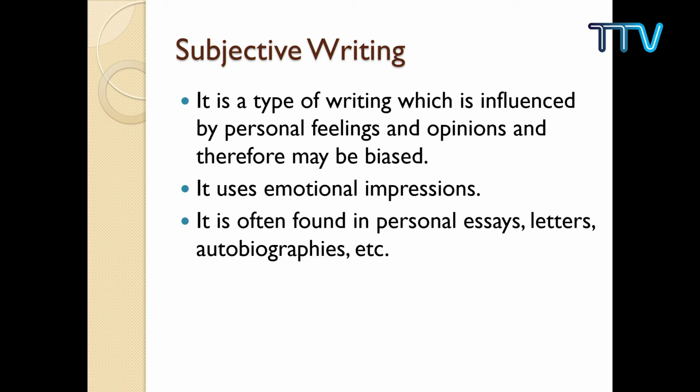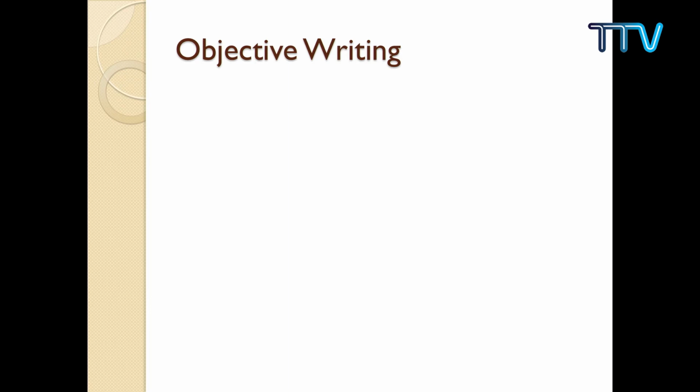So, this sort of writing is called subjective writing, because the subject, the writer, has her or his own views and feelings connected with that. So, sometimes it may become biased. Then you have objective writing. Like subjective, now this one is objective, focuses more on the fact, on the object rather than the subject.